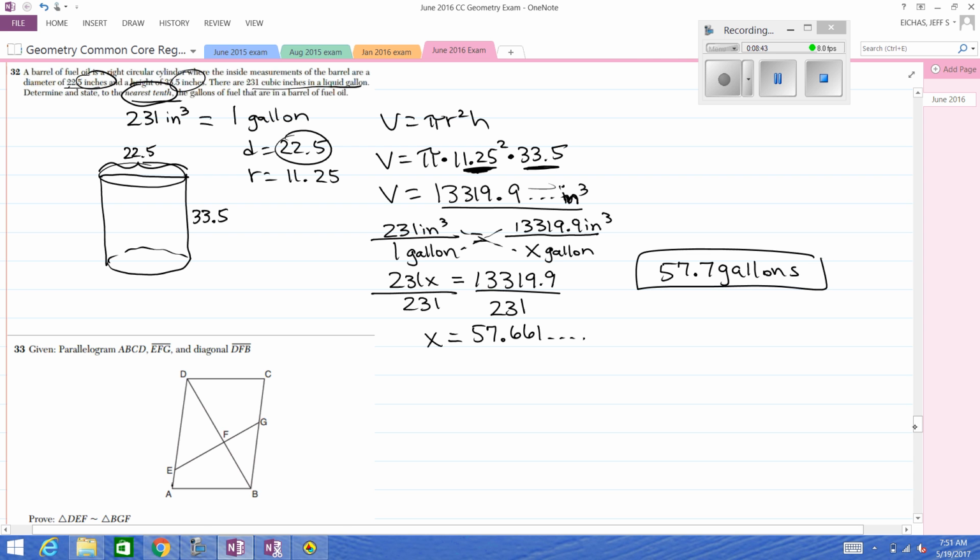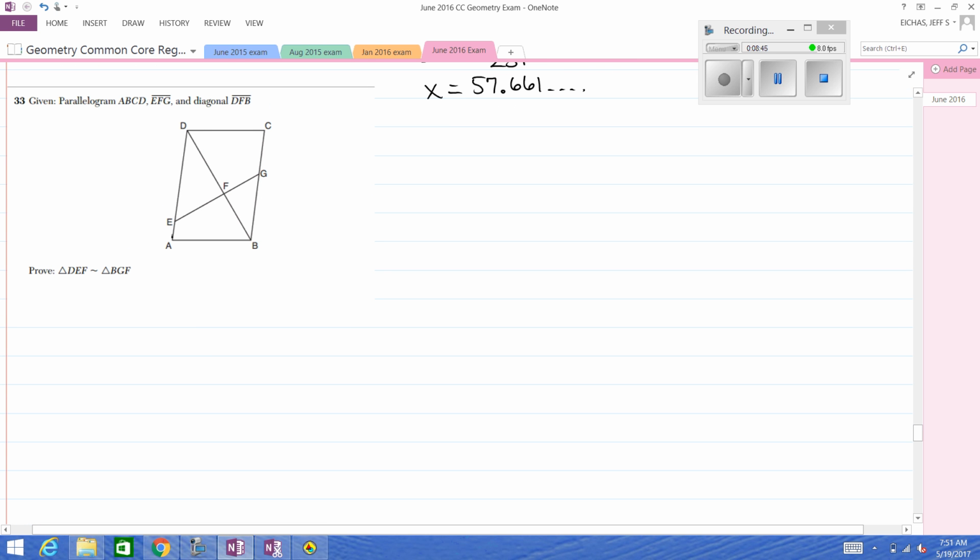Okay. All right, prove. All right, we just want to prove that they're similar. We're given parallelogram. All right. So here's what I'm seeing. We've got, there's no side measurements, so it looks like it's going to be an angle-angle similarity proof. Easiest one to work with is the vertical angles.